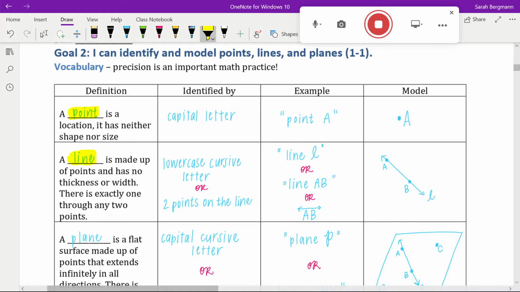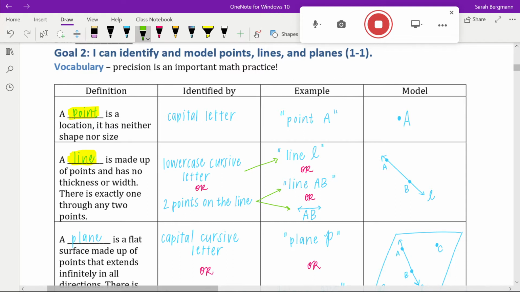So, for example, if you are naming it with a lowercase cursive letter, it would look like this, line L. Or if you're using 2 points on the line, you can either call it line AB, or you can use this symbol for the line over top of the 2 letters. It means the same thing instead of writing out the word line.